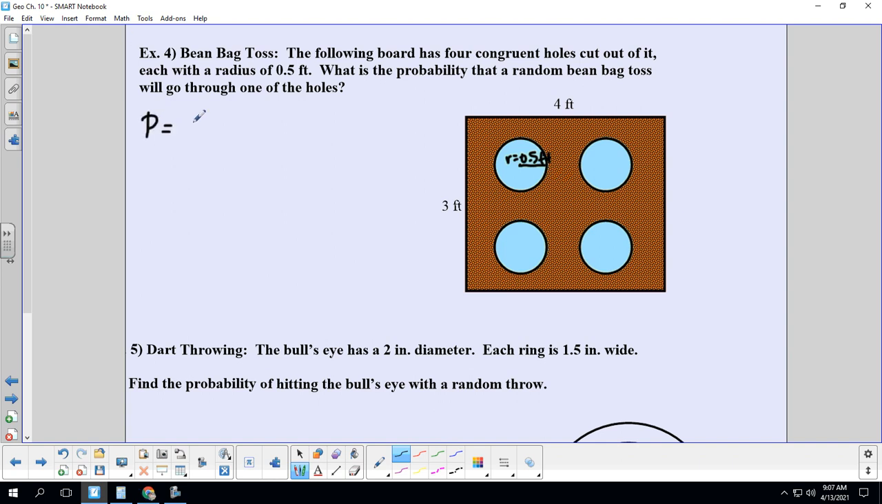the probability is the smaller area, which is our 4 holes, over our large area, which is the rectangle. Okay, so let's go ahead and find the smaller. We did it before where we found the larger one first. Let's go ahead and find the larger one. So it is a rectangle, so that the area is base times height, which is 12.